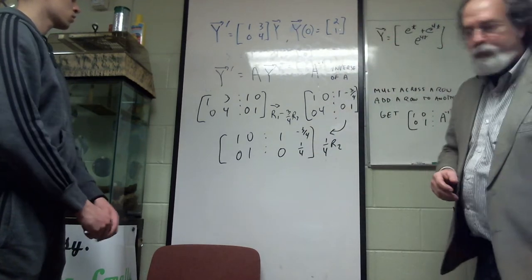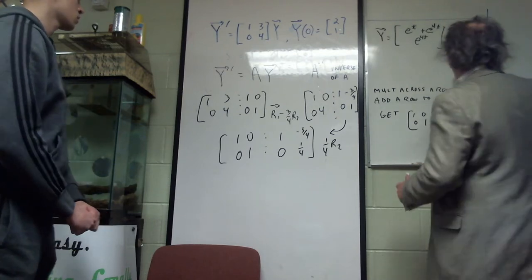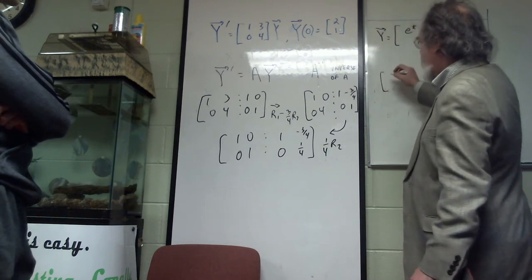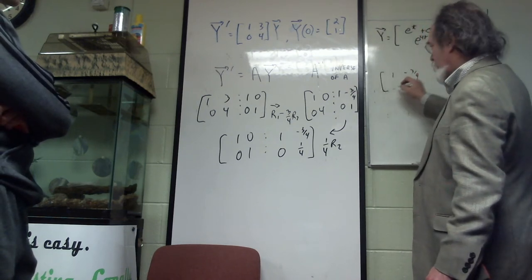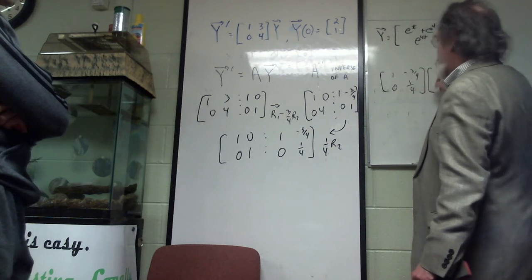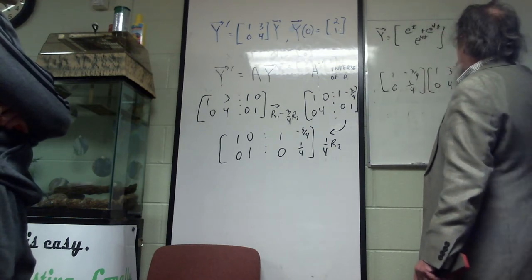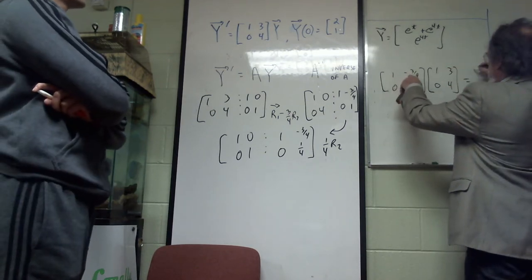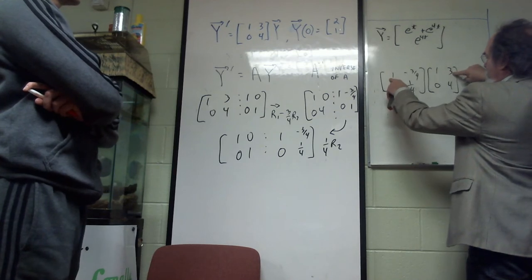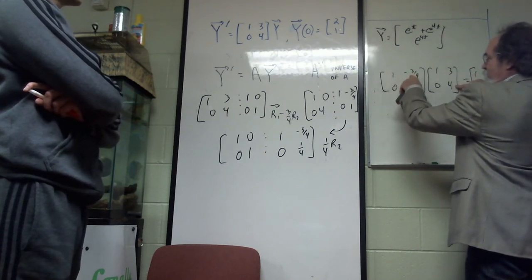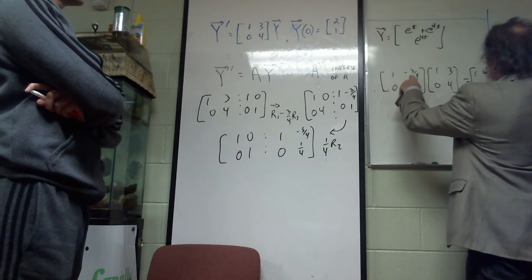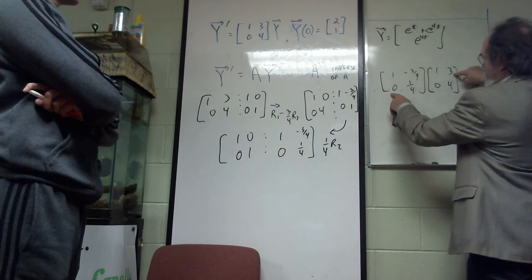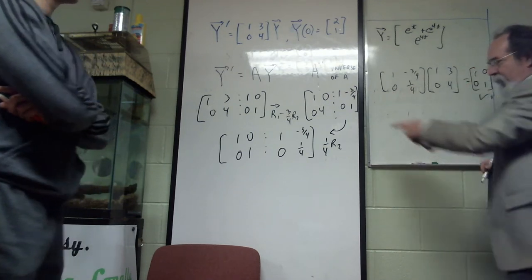Let's check. So A inverse times A should always be the identity matrix, and the order doesn't matter. So let's multiply. 1 times 1 plus 0. 1 times 3 minus 3/4 times 4. That's 3 minus 3, that's a 0. Yep. 0 times 1, 1/4 times 0. 0 times 3, 1/4 times 4. Check. Our inverse is correct.